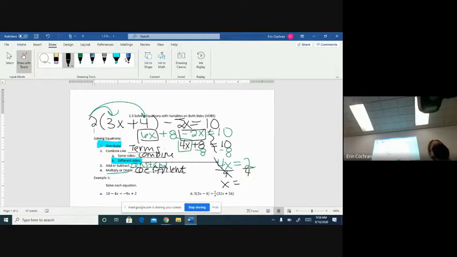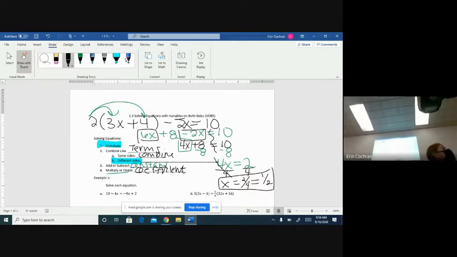But we get a decimal, and I don't like decimals, do I? So what would 2 over 4 simplify to? So x is equal to 2 over 4, which simplifies to 1/2. So x would equal 1/2.